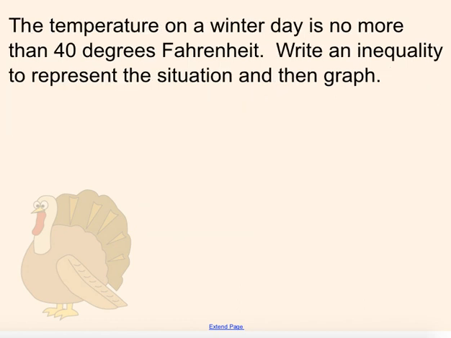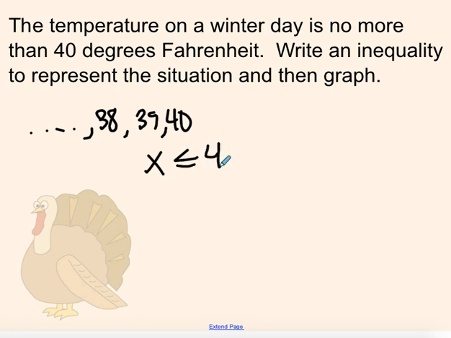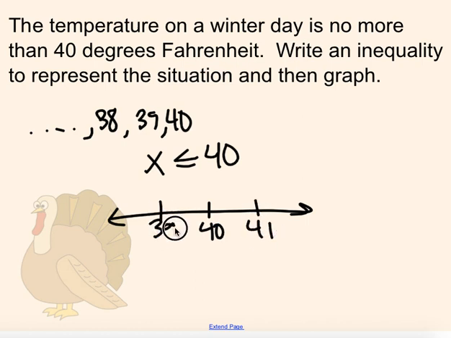And the temperature on a winter day is no more than 40 degrees Fahrenheit. Write an inequality to represent the situation and then graph. Well, if it can be no more than 40 degrees, then it could be 40 degrees or 39 or 38 or so on lower, which means that my temperature, x, needs to be less than or equal to 40. So when we graph this, we have our 40, we have our 41, and our 39, and we have a closed dot going to the left.